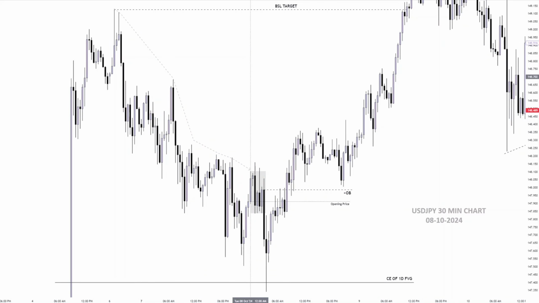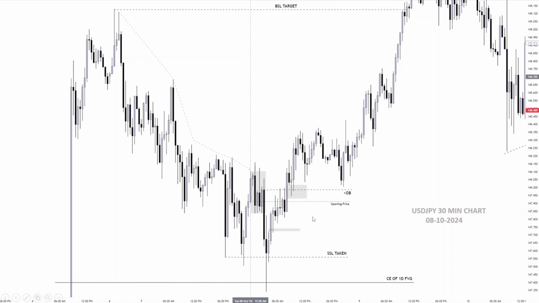This is USD JPY 30-minute chart, 8 October 2024. After price hit the C of daily fair value gap we saw in previous slide, you can see price did this market structure shift right here, and we qualified to be bullish with this accumulation and bearish manipulation right here. You see how aggressive this bearish manipulation is. After this bearish manipulation, we look for bullish opportunities with each bearish candle.